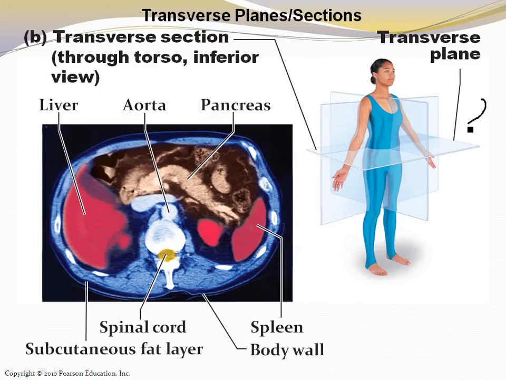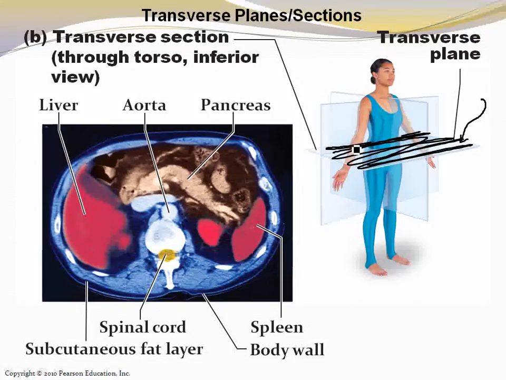Transverse planes and sections. If we look at our little diagram over here, this imaginary slice through the body is an example of a transverse plane or section. That's a horizontal plane or section. Now, medical images or diagrams that are transverse sections or representations of some part of the body are not going to look quite as familiar to you. You're not used to looking at the body in that type of view.